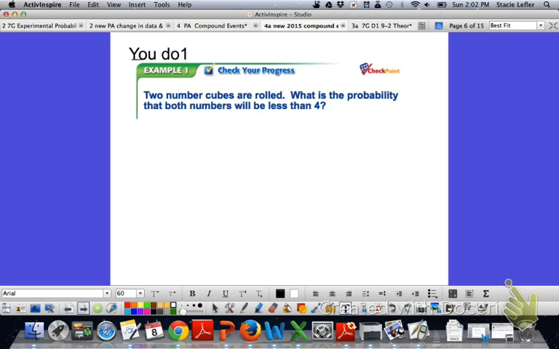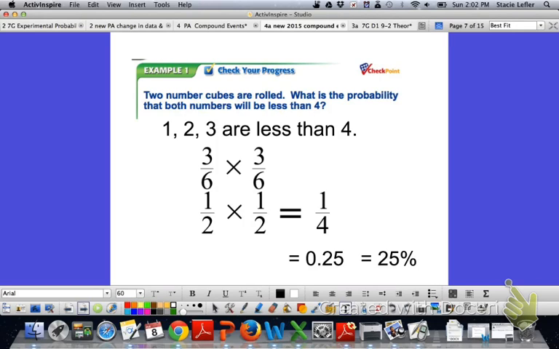What if you have two number cubes that are rolled, and you're going to find the probability that both numbers are going to be less than 4? Pause the video and find this. On a 6-sided number cube, the numbers 1, 2, and 3 are less than 4. That would be 3 out of 6.